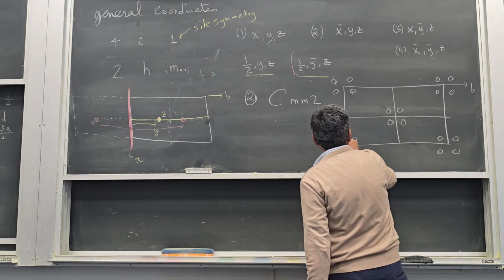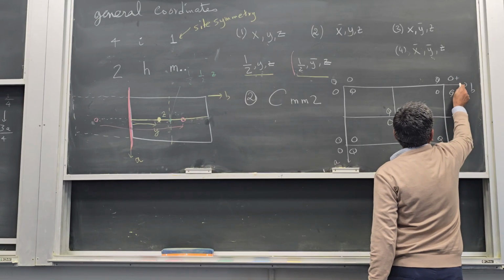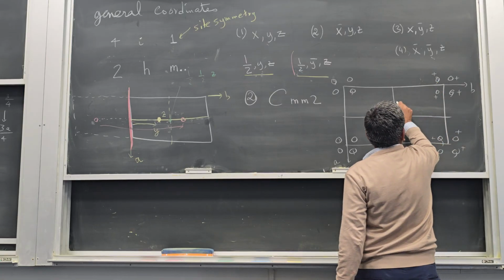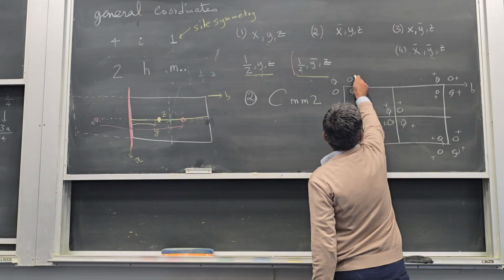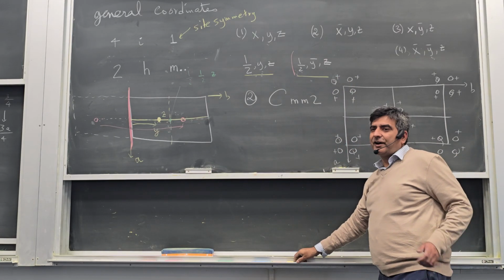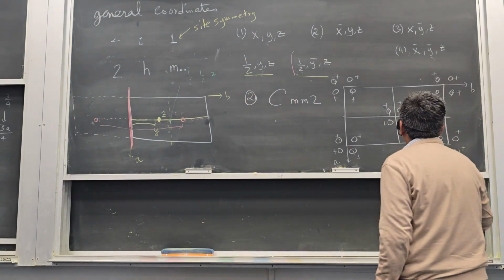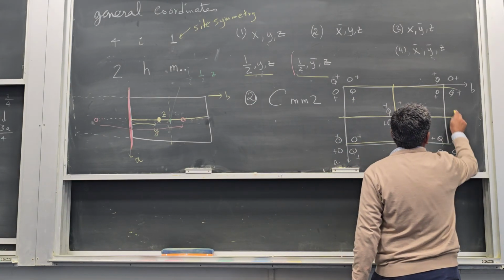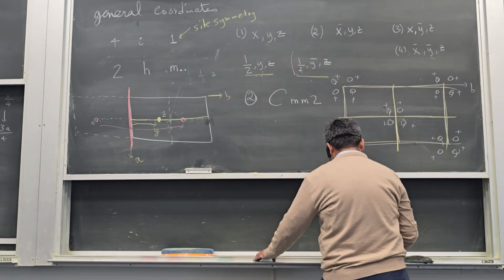The plus with everything, right? Just keep that in mind. Plus with everything. So of course the symmetry elements still exist. So you have mirror plane here, mirror plane here, mirror plane here, mirror plane here, here, here. You have two-fold axes of rotation as well.